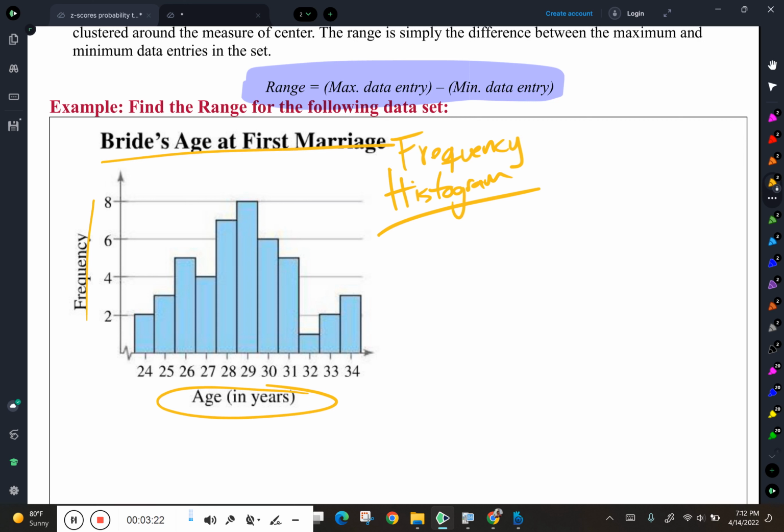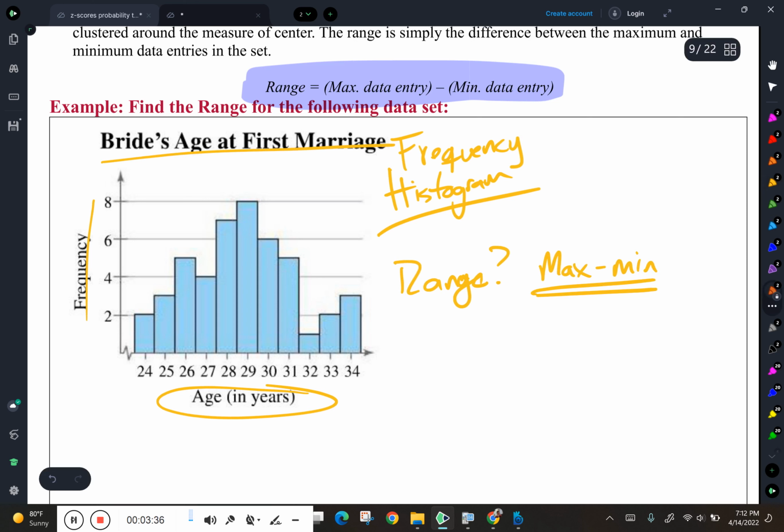Then we'll take a look at this horizontal axis and ask, what is the range of this data set? The way I find the range is I take the maximum data value minus the minimum data value. Looking at my graph, the largest data value is 34. It happened 3 times, but I don't care that it happened 3 times. I just know that my maximum is 34. My minimum data value looks like it's going to be 24. It happened twice. Again, I don't care that it happened twice. I just know the smallest number is 24. So 34 minus 24 gives me 10, and so I have a range of 10.